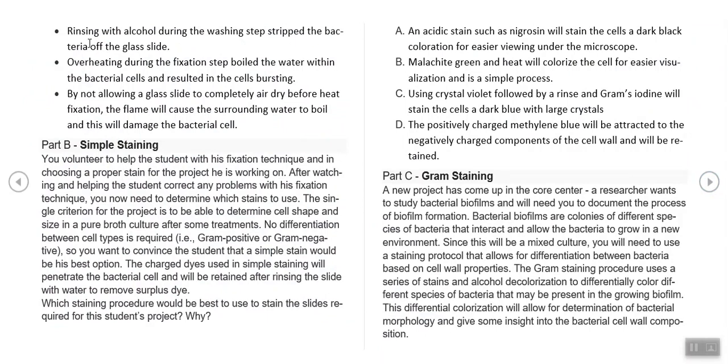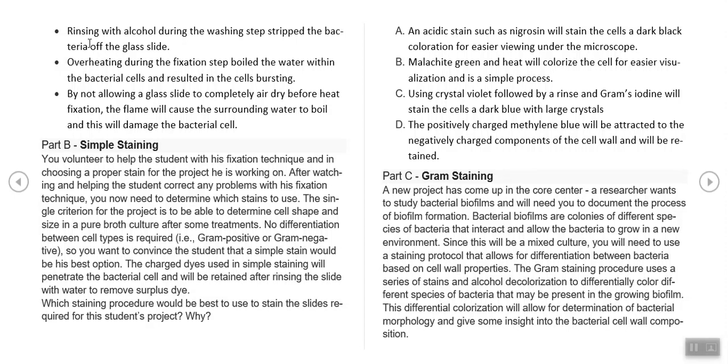No differentiation between cell types is required, so it doesn't have to be gram positive or gram negative. So you want to convince the student that a simple stain would be his best option. The charged dyes used in simple staining will penetrate the bacterial cell wall and be retained after rinsing the slide with water to remove the surplus dye. Which staining procedure would be best to use to stain the slides required for the student's project and why?